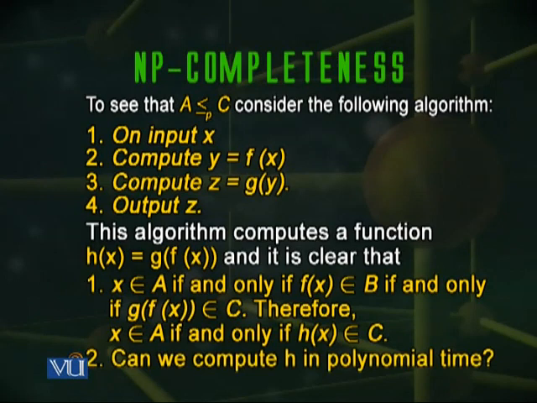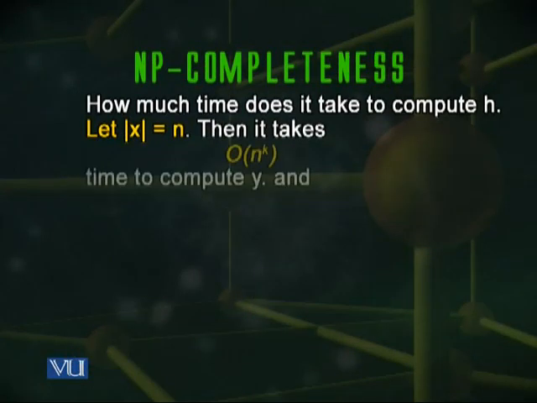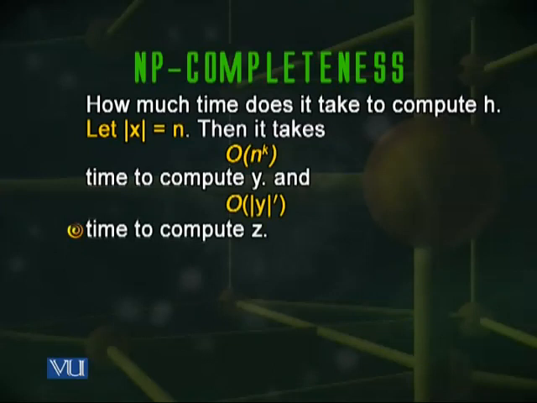The question now is, can we compute h in polynomial time? Let's analyze this algorithm and see how much time it takes. How much time does it take to compute h? So let's take an input and let n be the length of this input. Then it takes order n to the k time to compute y, because it takes time order n to the k to compute f. And it takes order length of y to the L time to compute z.